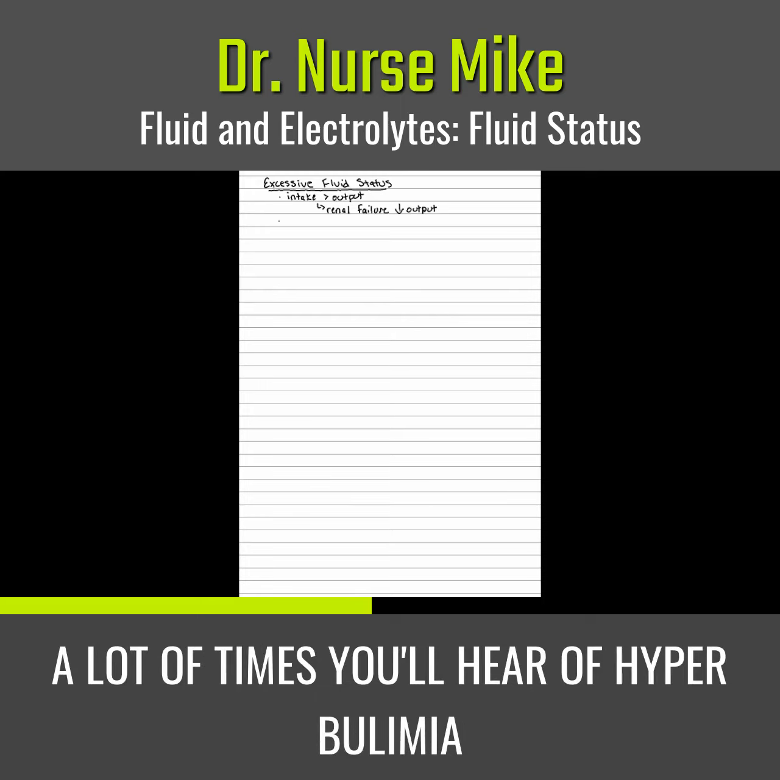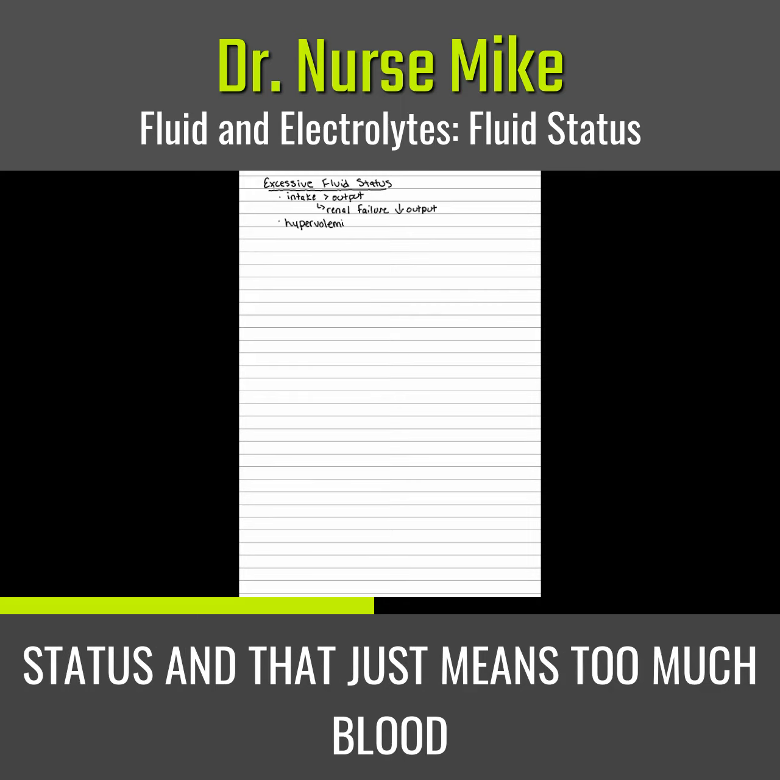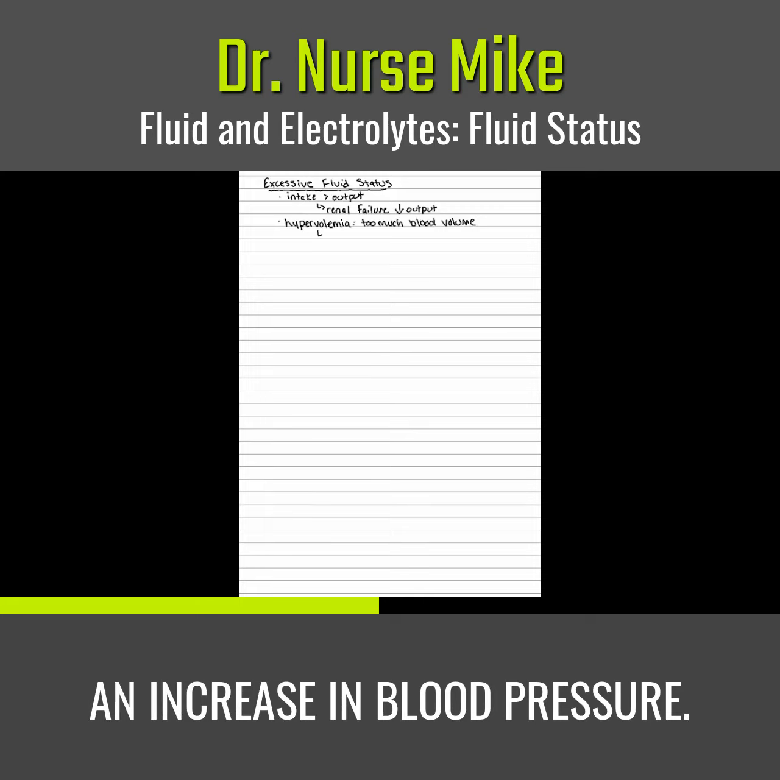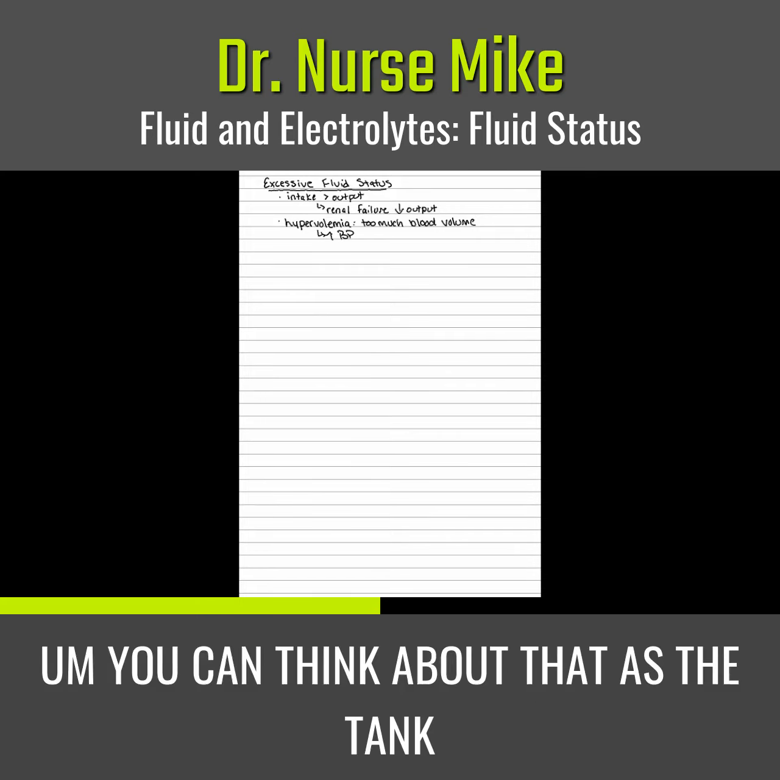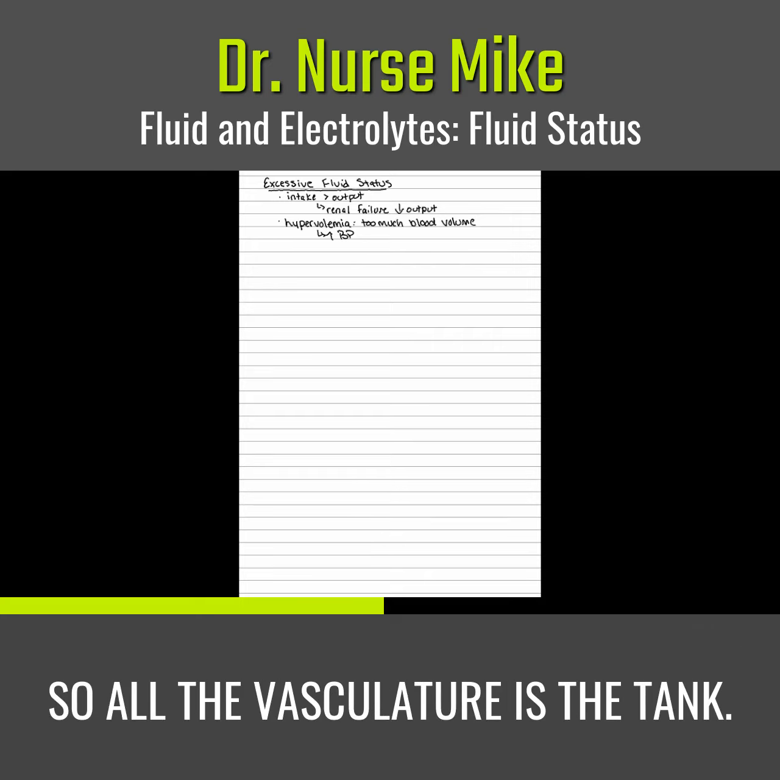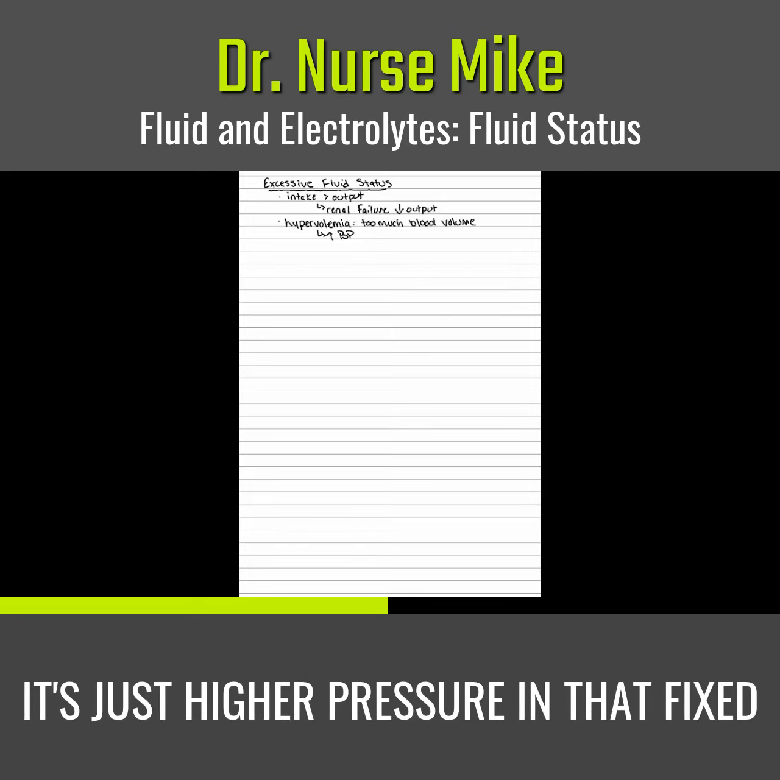A lot of times you'll hear of hypervolemia when you're talking about excessive fluid status, and that just means too much blood volume, and basically that can lead to an increase in blood pressure. You can think about that as the tank is just more full. So all the vasculature is the tank, and when there's more fluid in there, it's just a higher pressure in that fixed tank.